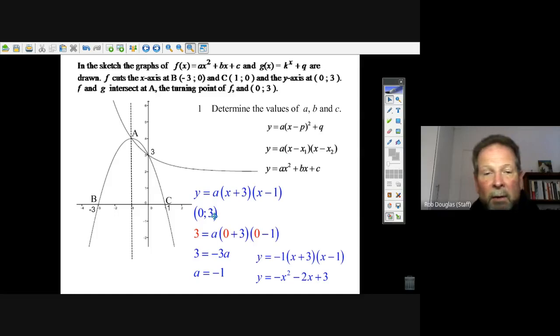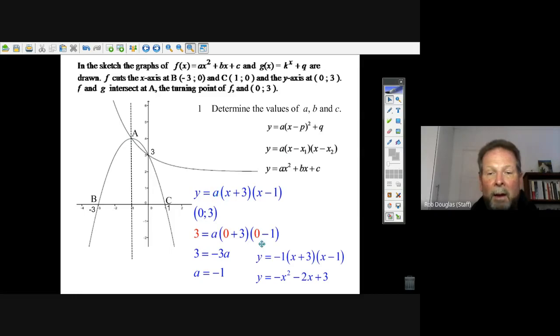This is the trick that you always do: they give you some point somewhere else, like (0, 3), and you substitute in. For y, you put 3, because y is 3. And for x, you put 0. I put it in red here so you can see me substituting it in. 0 plus 3, 0 minus 1, it's minus 3. Then you divide both sides by minus 3, and yay, I got a. I got the first letter. a equals minus 1.